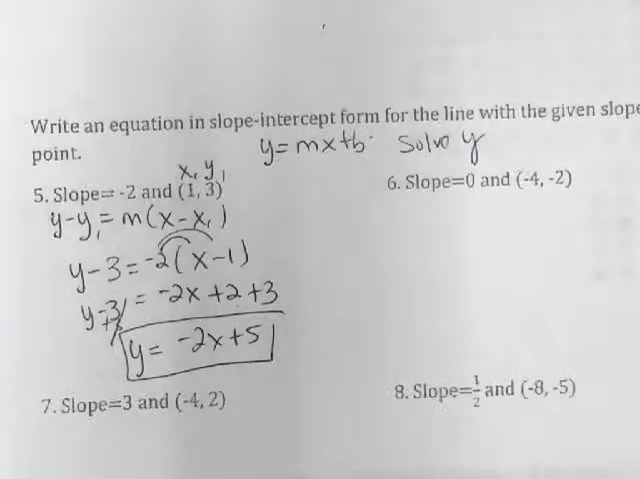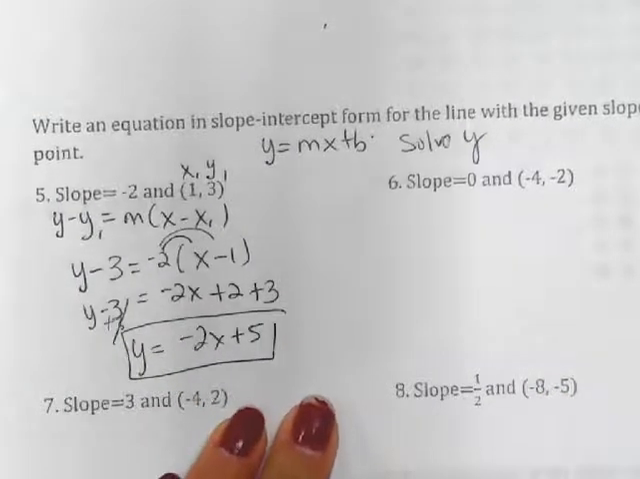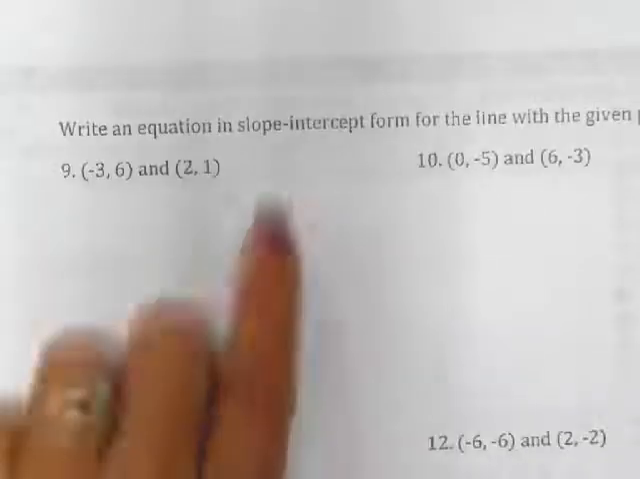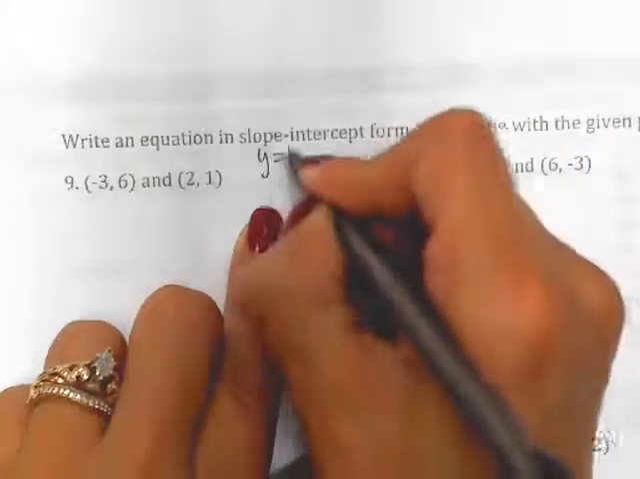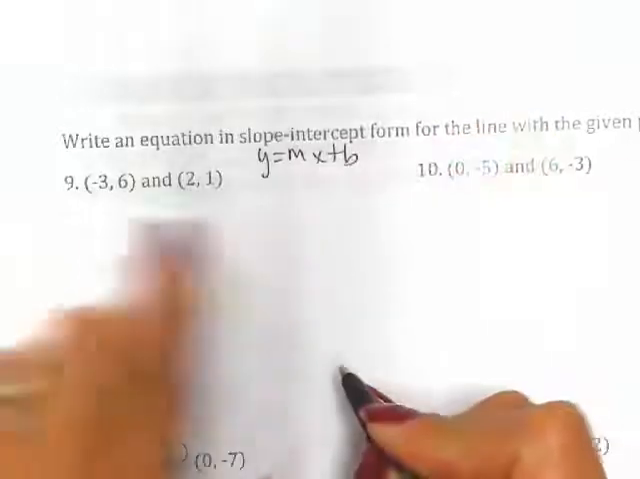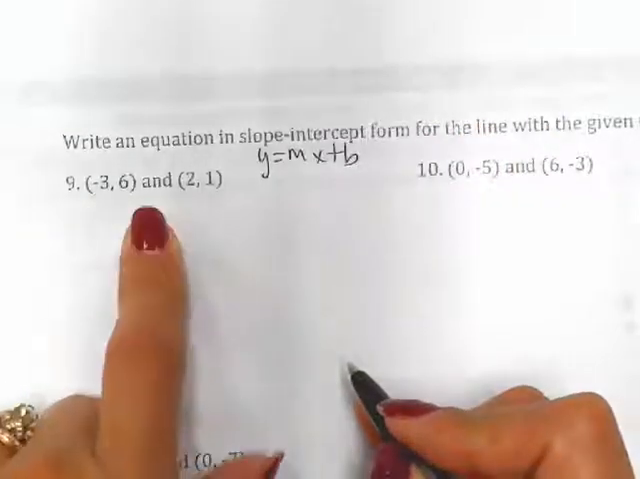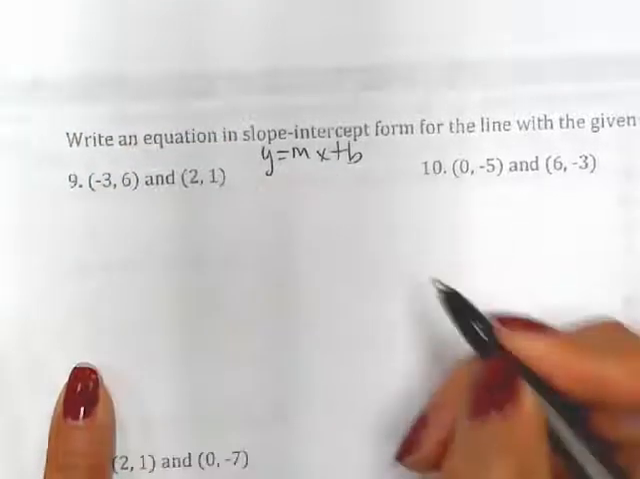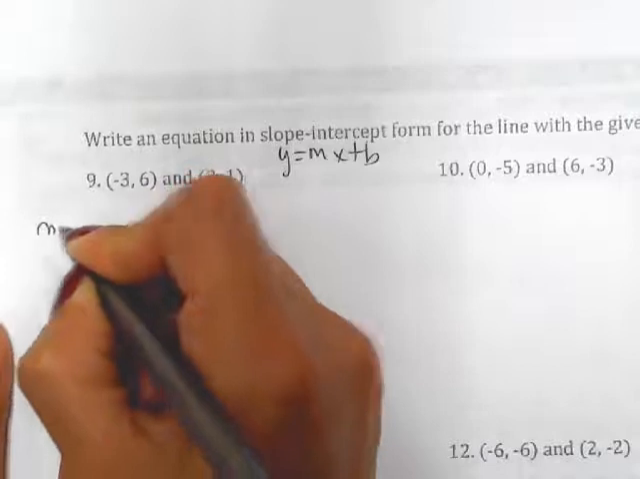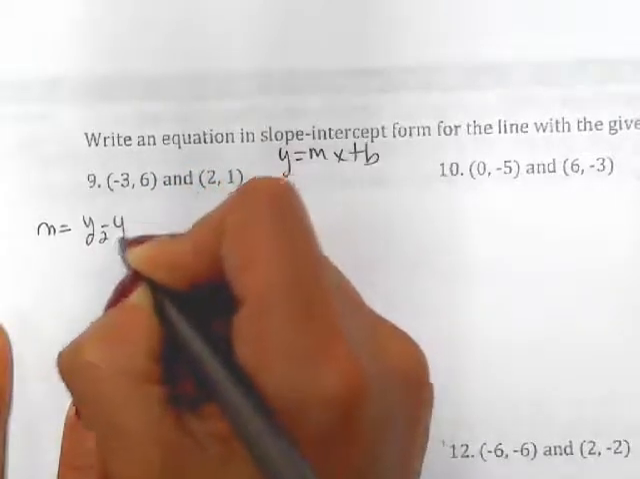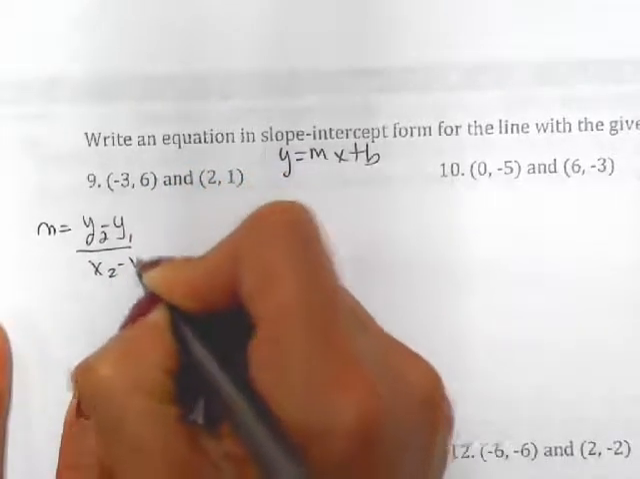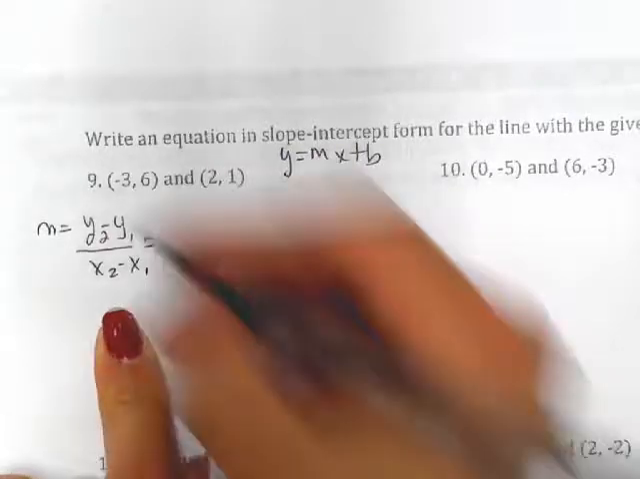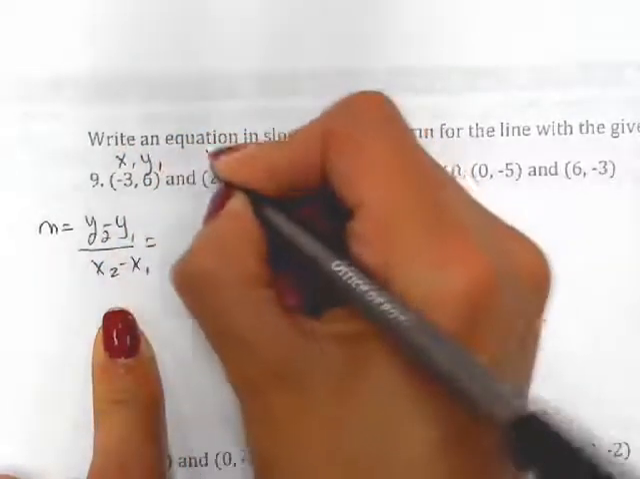Okay? Alright, the second page, so it's getting harder and harder little by little. The second page, they also ask you for slope-intercept form, y equals mx plus b, but they only give you 2 points. They don't give you the slope. So what you need to do is find the slope first. So we're going to use m equals y2 minus y1 over x2 minus x1. So x1, y1, x2, y2.